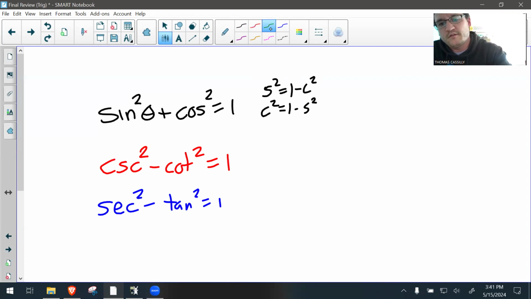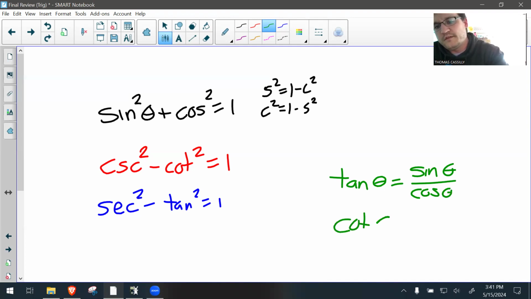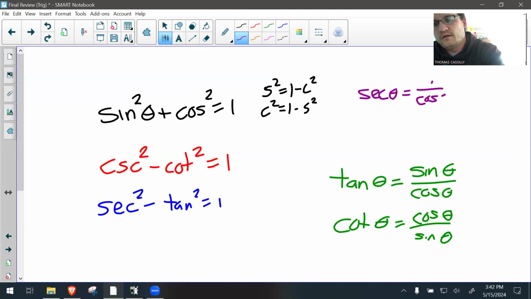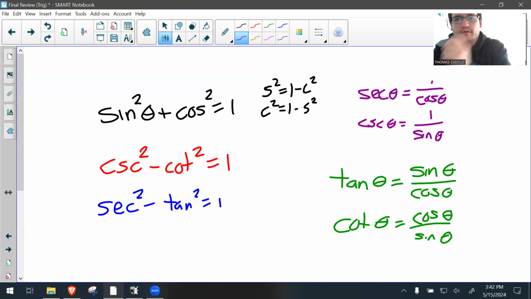And then another thing is tangent. The tangent of theta is equal to the sine of theta over the cosine of theta. The cotangent is the reciprocal of that, equal to cosine of theta over the sine of theta. And then two more, since I'm on this page: the secant of theta is equal to 1 over the cosine of theta, and the cosecant of theta is equal to 1 over the sine of theta.